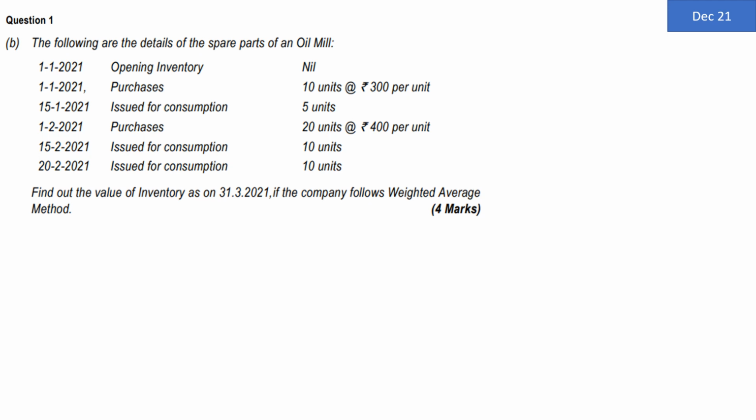So it's a question of 4 marks. Now what are the points which you should observe immediately while you are reading the question? The first point is the problem has asked us to follow weighted average method. It's a very simple observation. It is given in the last line.